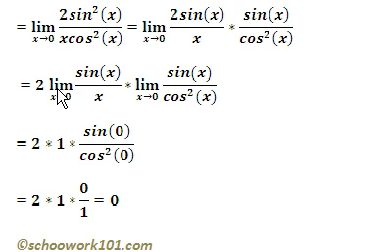And I took the 2 and just brought it out front and got it out of the way. Times, and then we have sine x over cosine squared x, and we're going to take the limit of that as x approaches 0. So remember that the limit of sine x over x as x approaches 0 is 1. And the sine of 0 over cosine squared 0: sine of 0 is 0, and cosine squared 0 is 1. But multiplying these all together, you end up with 0.